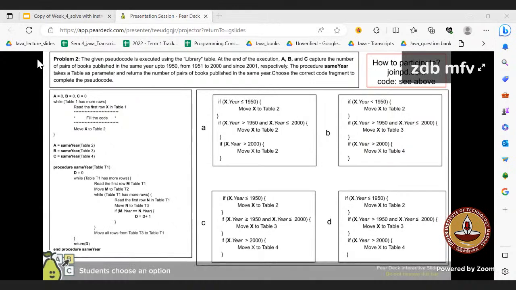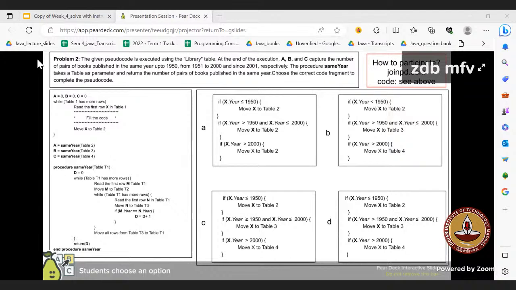Is it clear? Ma'am, I have one more doubt. Yes, what is your doubt? Please explain. Ma'am, first when we move the first book to table 2 and we move another book to table 3, we are comparing these two books.